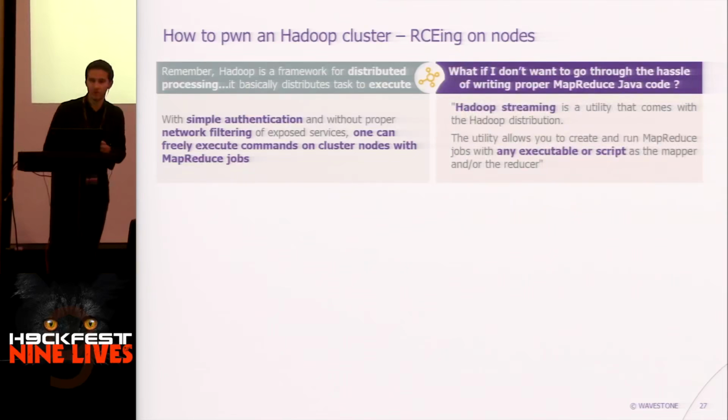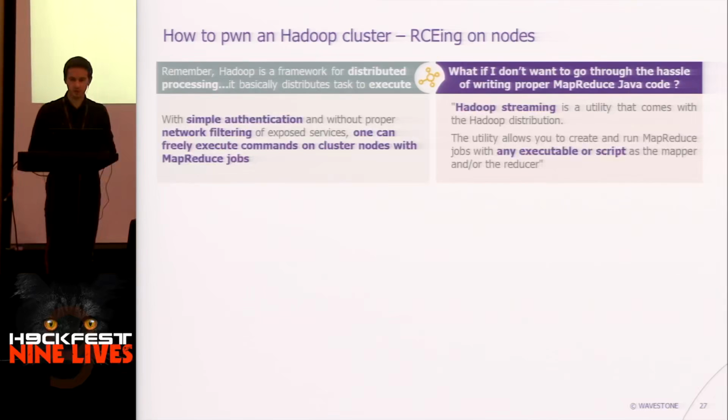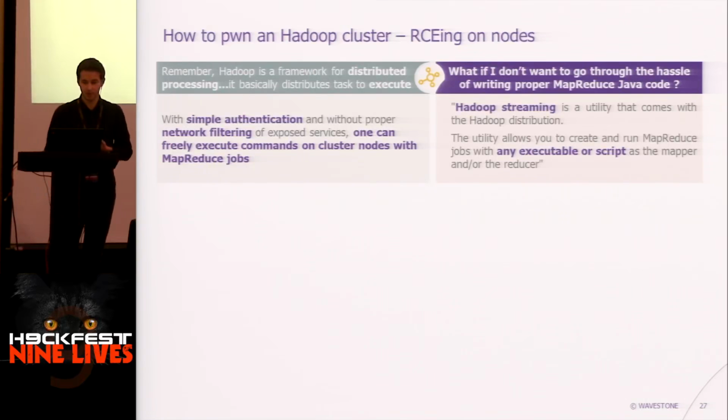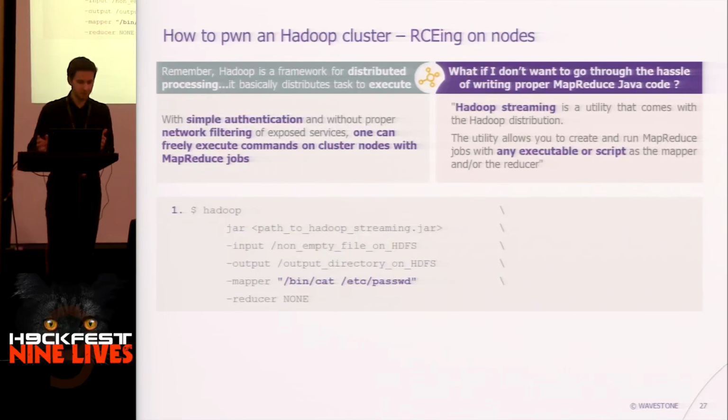I don't want to write any Java code because, like me, Java is a pain, Java is slow, and Java is ugly. So I would like to use a tiny utility named Hadoop streaming. The goal of Hadoop streaming is to create and run MapReduce jobs with any executable or script as the mapper or the reducer. So I won't write any Java code. I can just input everything I want.